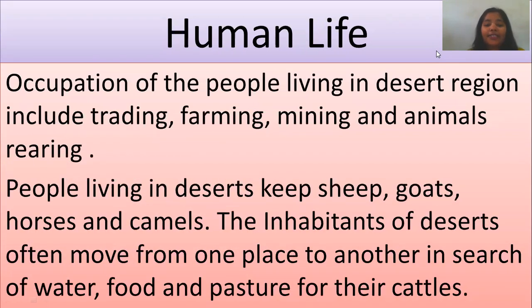People living in deserts keep sheep, goats, horses, and camels. Right, these are the animals they rear. And the inhabitants of deserts often move from one place to another. And why do they move from one place to another? In search of food, water, and pasture for their cattle. Pasture, that means green grass. All right, students. Now let's move.